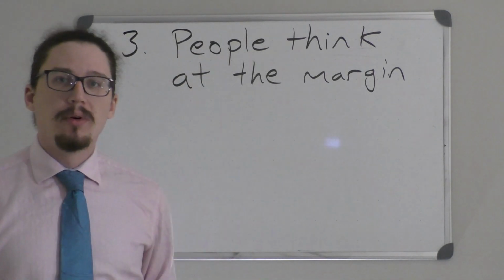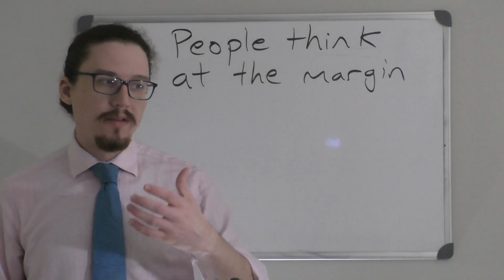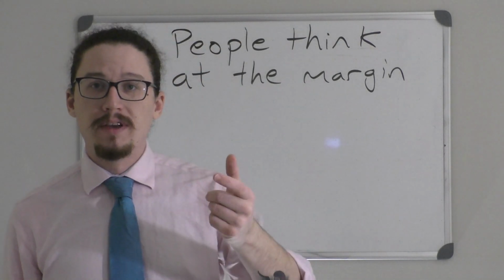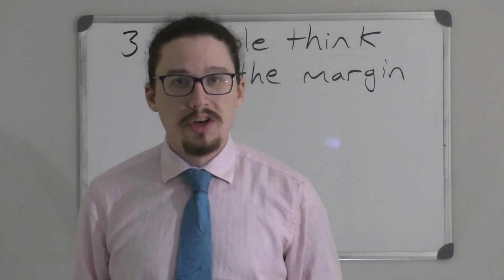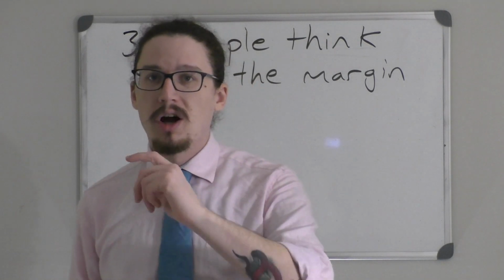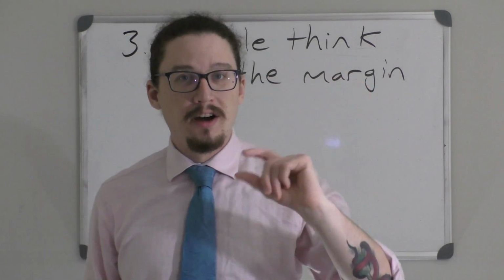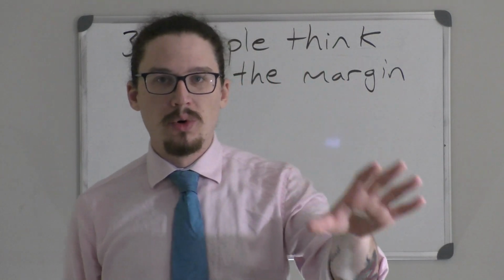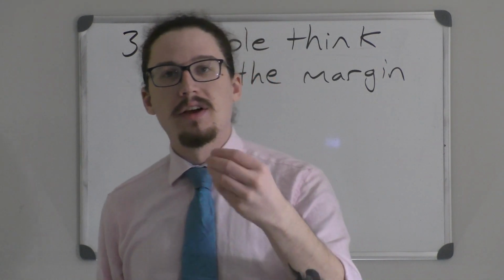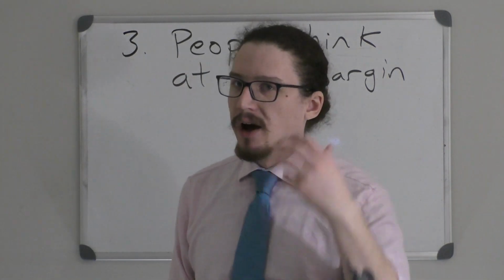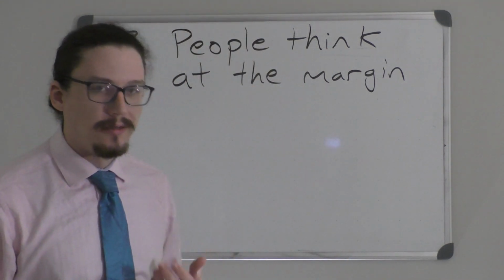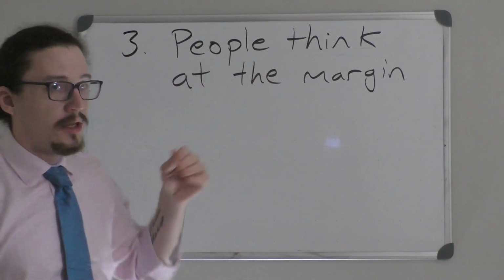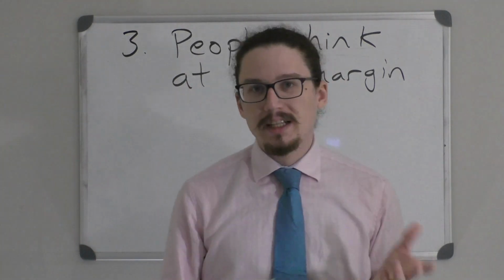What this idea that people think at the margin is telling us is that people make their decisions incrementally. They weigh the costs and benefits of each additional unit of a good they're purchasing: the marginal cost and marginal benefit, the benefit of one more versus the cost of one more, for actions, for goods, what have you, and make their decisions based on those calculations. Now, it's not a calculation that we do consciously, but we do think at the margin.